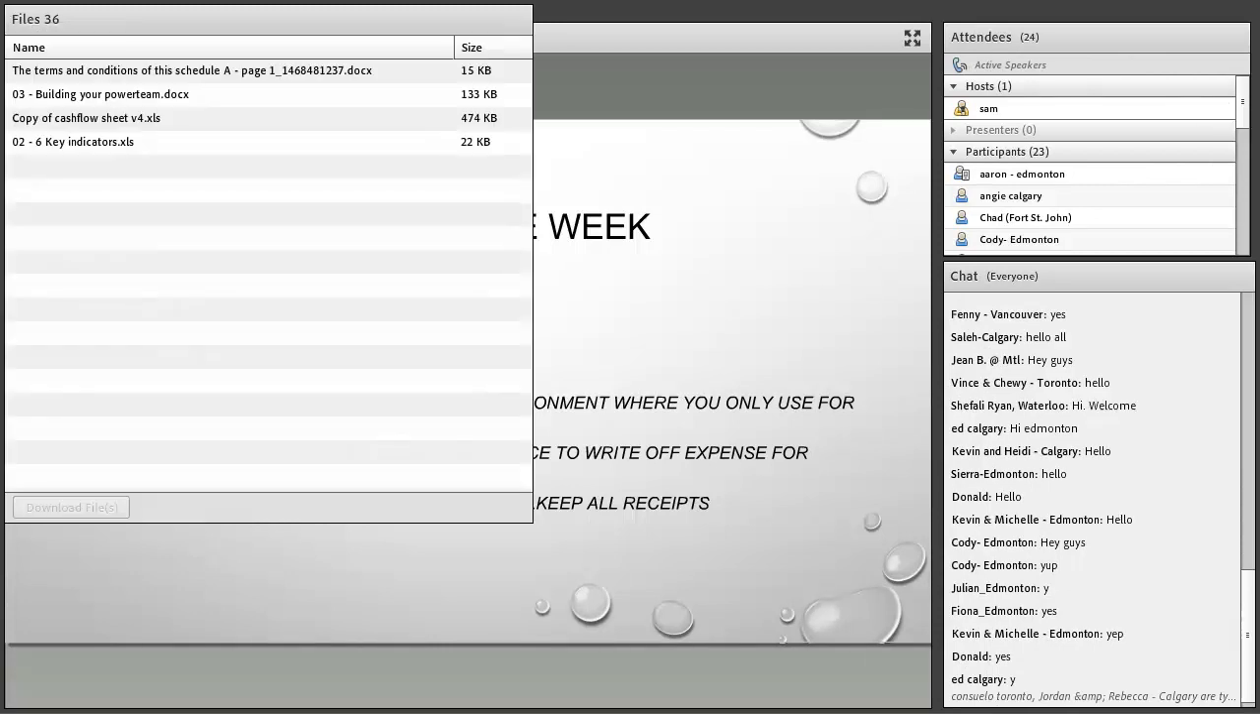Before I go off this screen, if you haven't already gotten these files, you can download these files. So copy of the cash flow sheet. Most everybody's got that. Building a power team. 6 key indicators in terms of conditions of Schedule A. These are the conditions that we would want to put in the contract. So if you haven't downloaded all 4 of these files, please do that now. I'll give you a few minutes just to click on them. You can click on them and download them right from here, and just open them up to make sure that they open up fine for you.